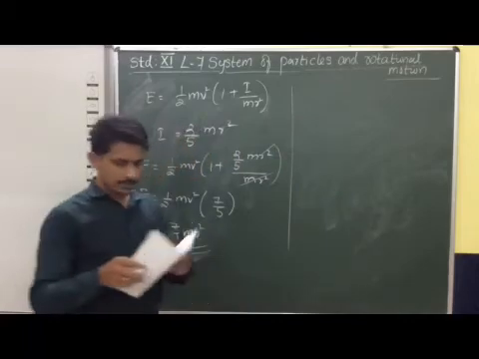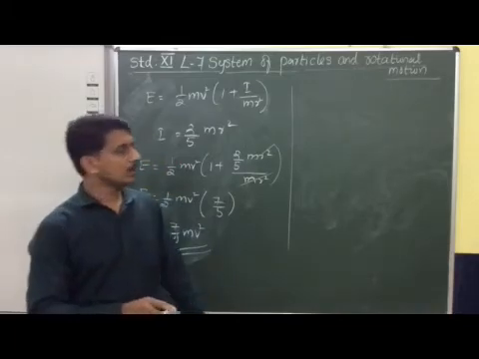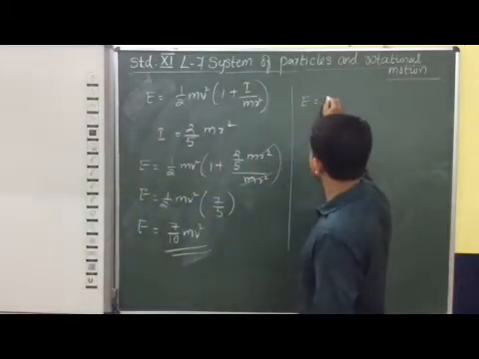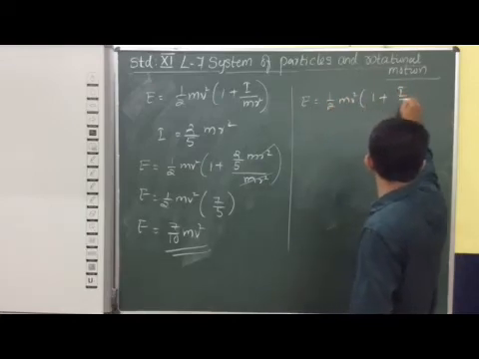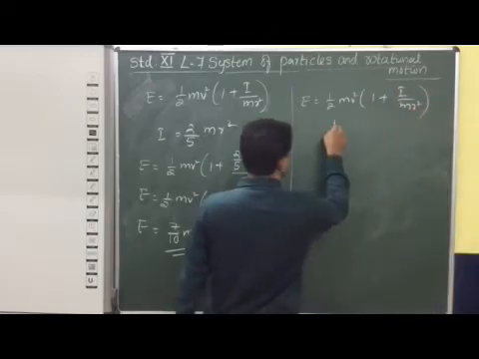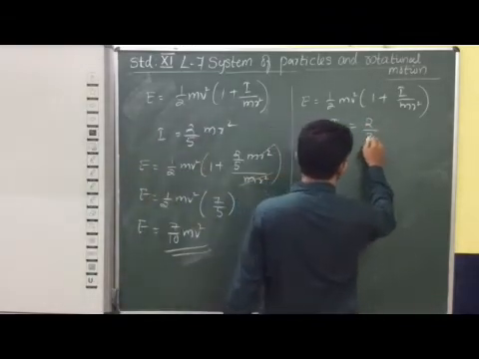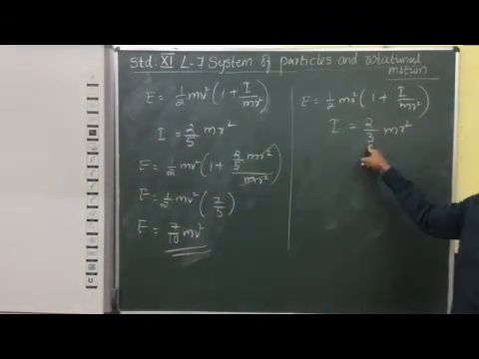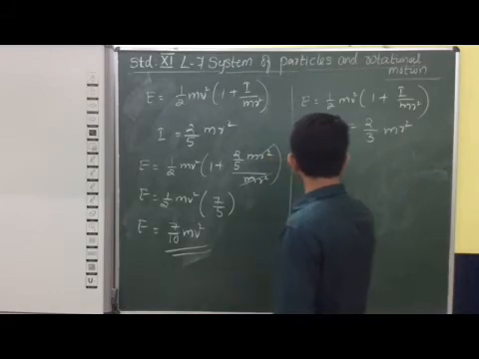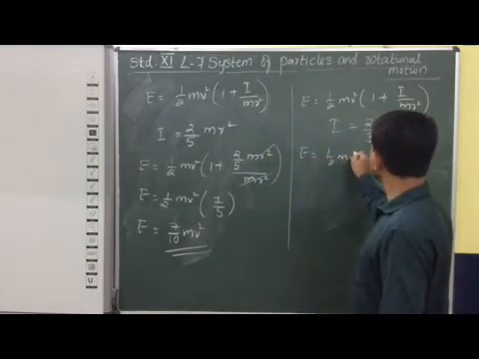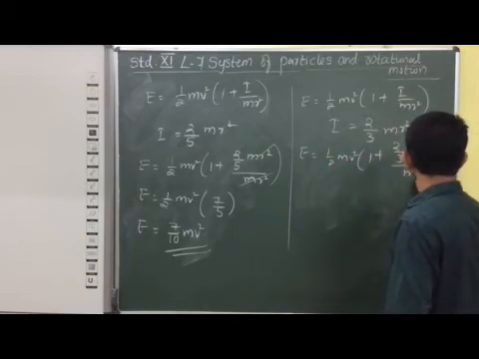Now the second case is a hollow sphere of mass M and radius R. For a hollow sphere, the total energy is given as half M v square into 1 plus I divided by M R square. In this case, the moment of inertia is 2 by 3 M R square. So we substitute: E is equal to half M v square into 1 plus 2 by 3 M R square divided by M R square.